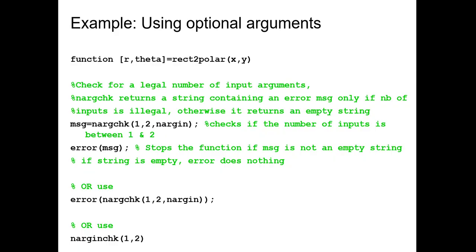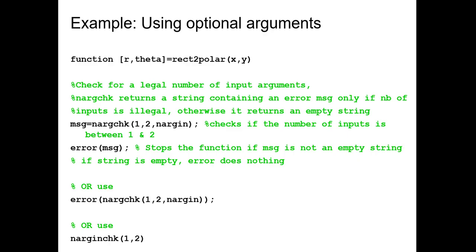There's a lot of different ways to do this. The first way is the first 2 lines here. We can create a variable called message, and we're going to set it equal to the narginchk, and we're going to say 1, 2, nargin. What we're doing is we're evaluating that there are between 1 and 2 variables inputted as nargin. And if, for instance, the input is not 1 or 2, then we can provide an error of that message. Another way to do it is error of narginchk of 1, 2, nargin. We're just merging those 2 lines together.